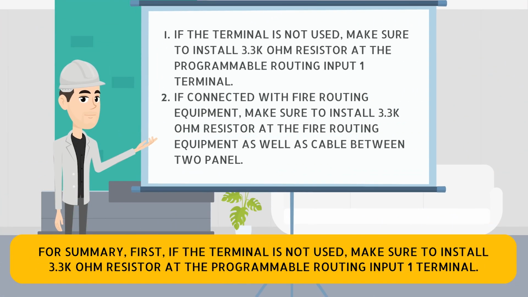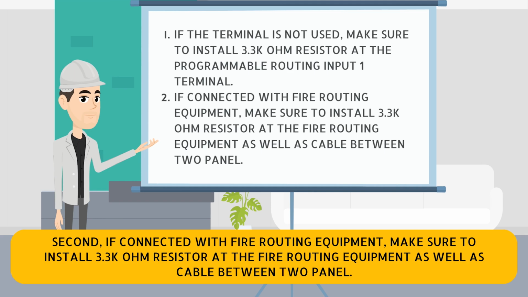For summary, first, if the terminal is not used, make sure to install 3.3 k ohm resistor at the Programmable routing Input 1 terminal. Second, if connected with Fire routing equipment, make sure to install 3.3 k ohm resistor at the Fire routing equipment as well as cable between two panel.